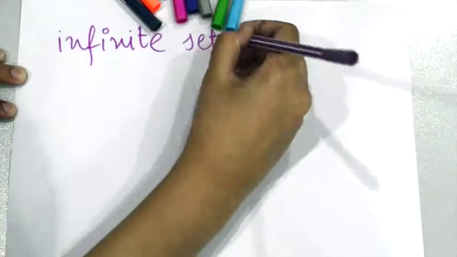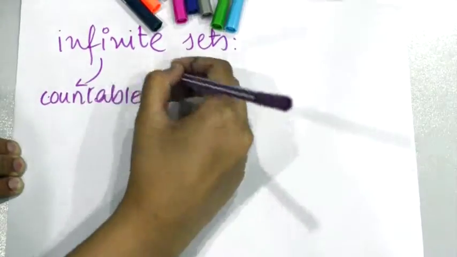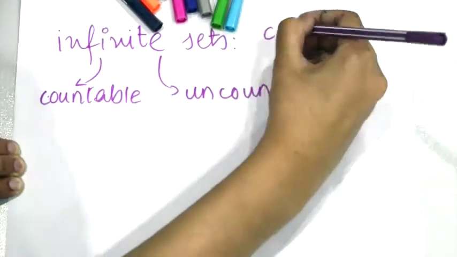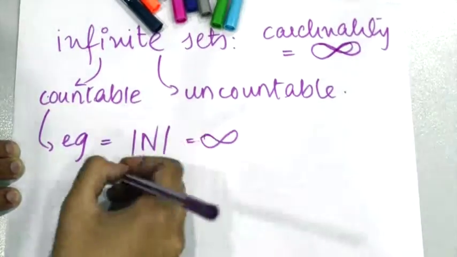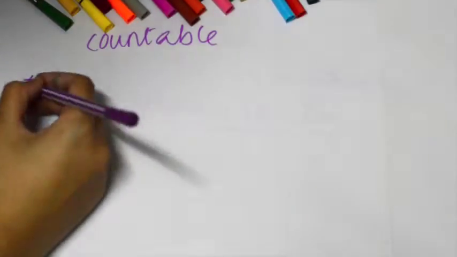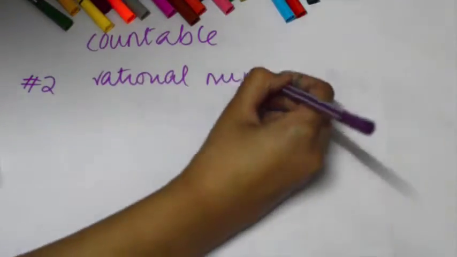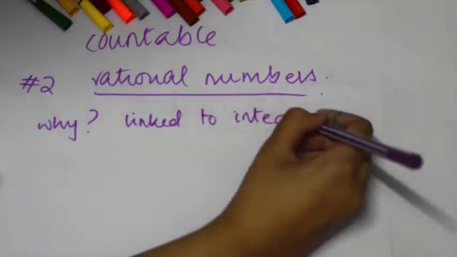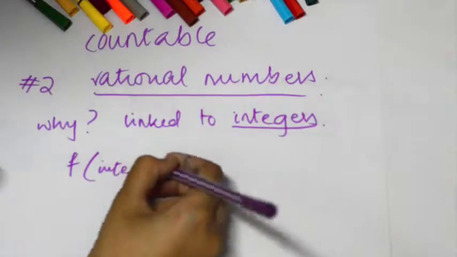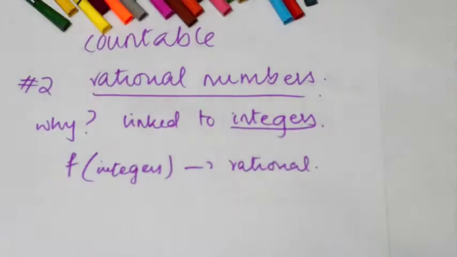Now we proceed to infinite sets. These can be both countable and uncountable, and their cardinality is infinite. An example of countable sets is that of all natural numbers on the number line. This set of natural numbers has an infinite cardinality. Another example of countable infinite sets is that of rational numbers. Question asked is why are rational numbers countable? It is because a bijection exists between integers and rationals.